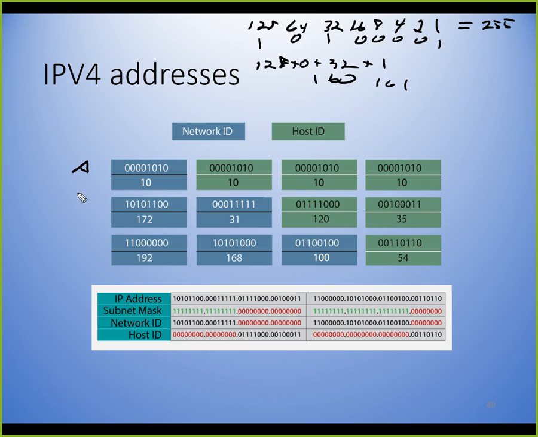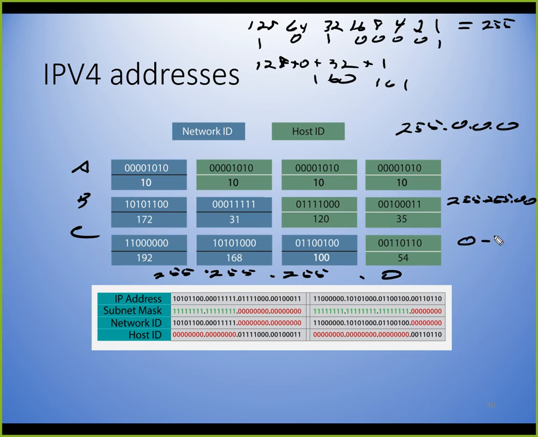So the Class A and the Class B and the Class C. The subnet masks, as you might guess, for the Class A is 255.0.0.0. One octet is network, everything else is host. The Class B is 255.255.0.0. And here is 255.255.255.0. So the 0 here, if we do 2 to the 8th: 2, 4, 8, 16, 32, 64, 128, 256. So 0 to 255 is 256 numbers.